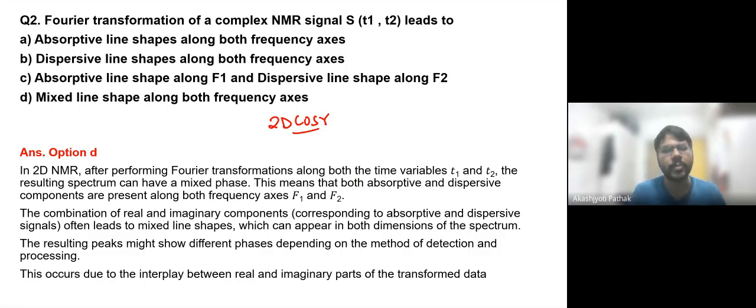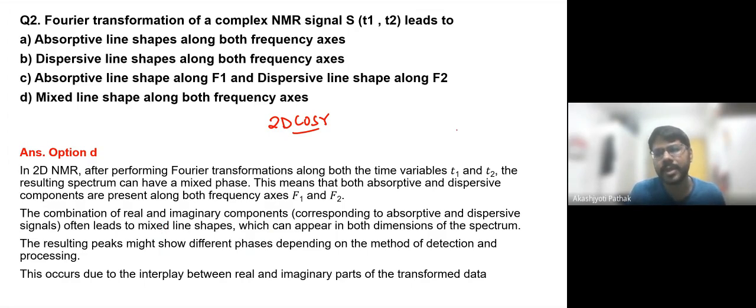So the combination of these real and imaginary components corresponds to absorptive and dispersive, where real means absorptive and imaginary means dispersive. Right, we have seen that if there are cosine terms, it gives us absorptive signals. If there are sine terms, we get dispersive signals. So this leads to mixed line shapes which can appear in both dimensions of the spectrum. So we will get mixed line shapes along both frequency axes. The resulting peaks might show different phases depending on the method of detection and the processing.